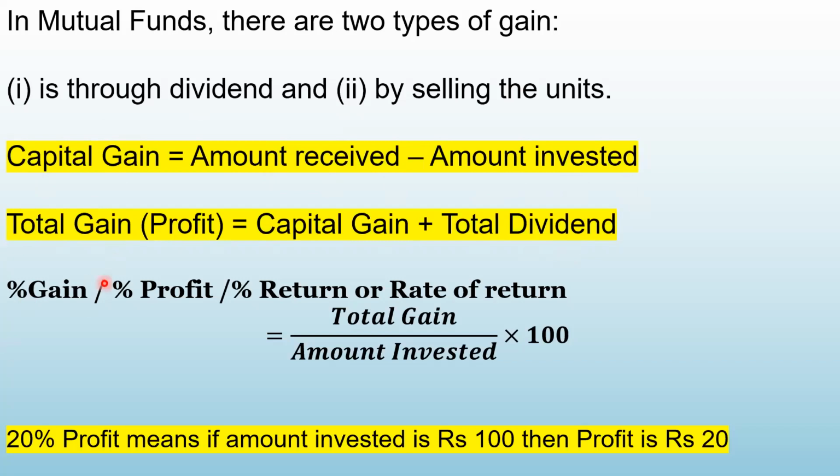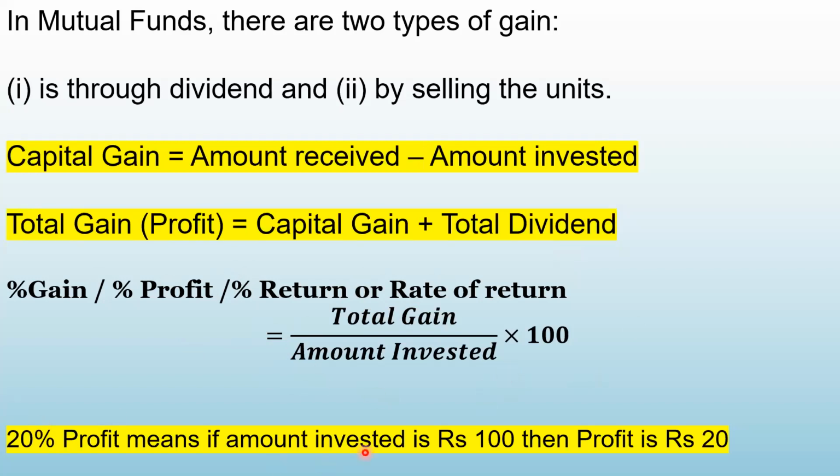Okay. How to find out the percentage gain, percentage profit, percentage return, or rate of return? It is all same. Rate of return or percentage profit is calculated as total gain divided by amount invested into 100. Always it makes sense to express your profit as a percentage because it gives the fair idea of how much percentage profit you have received. Okay. So remember that percentage profit is always expressed as the percentage of amount invested. It is calculated on amount invested.